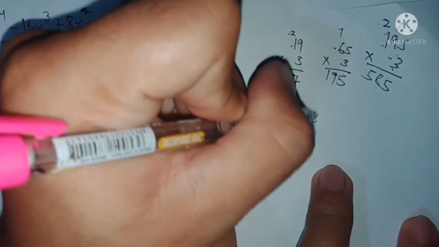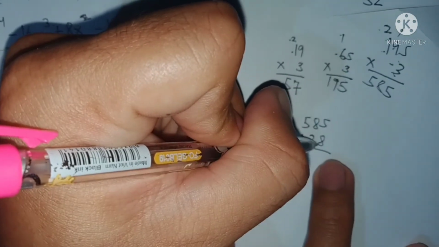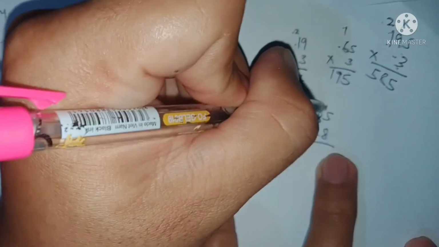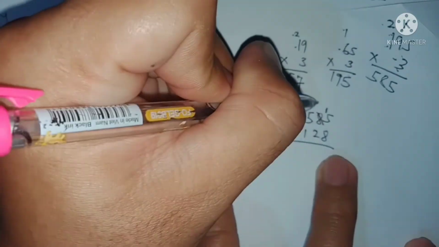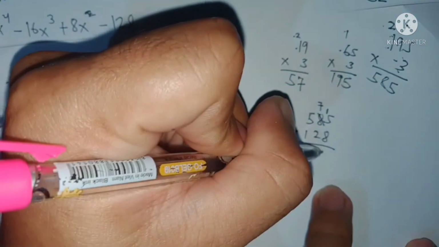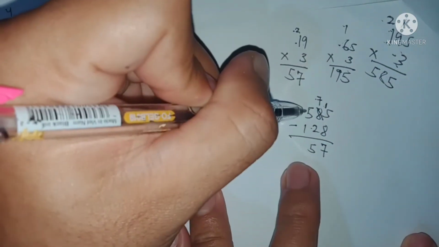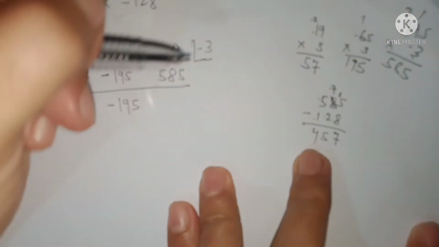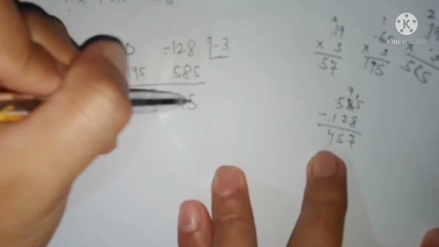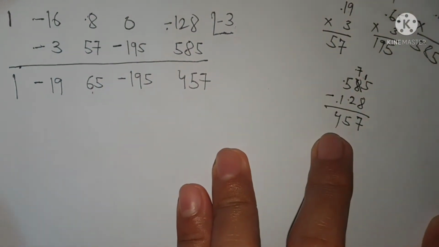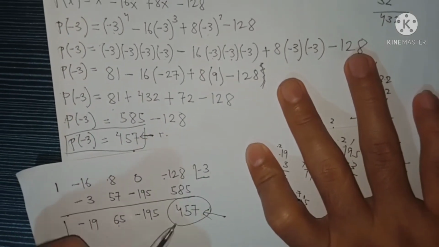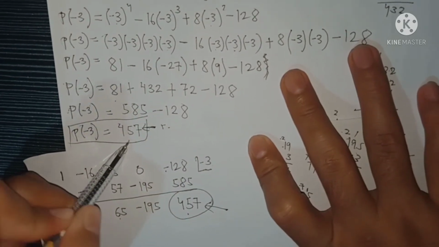So do it vertically. You have 585 minus 128. 5 minus 8 cannot be, so borrow 1 from 8. You have 15, and then yung 8 magiging 7. So 15 minus 8, that is 7. 7 minus 2, that is 5. And then 5 minus 1, that is 4. So you have 4, 5, 7. And as you can see, we have 457.